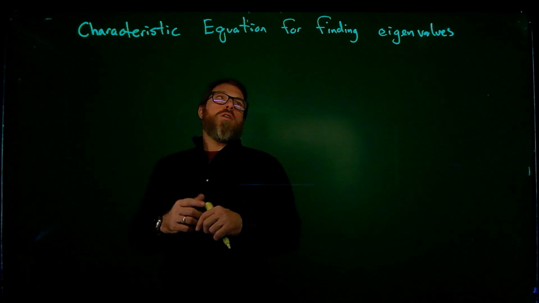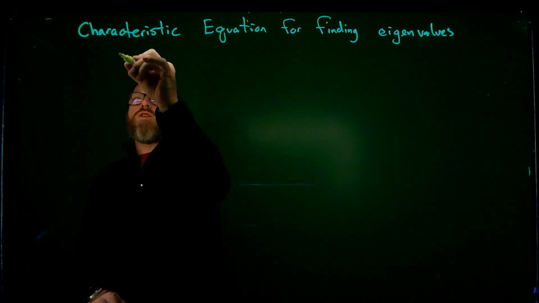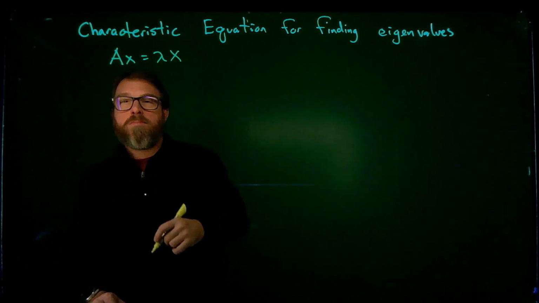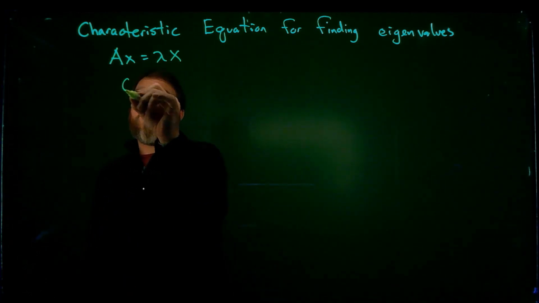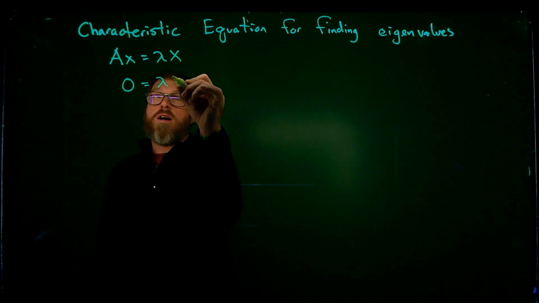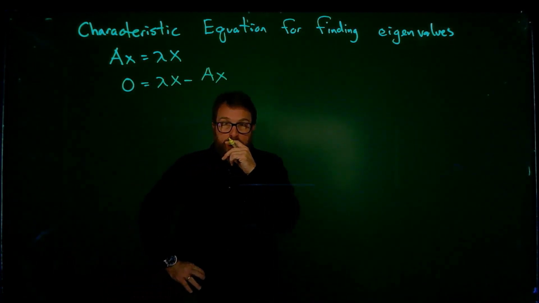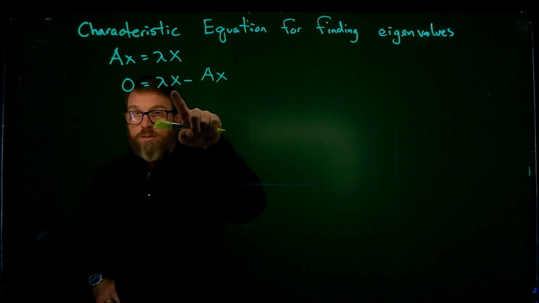So we're finding the characteristic equation for these eigenvalues. Really what I'm trying to do is make sure that A times x is equal to some lambda times x. So set up the characteristic equation. We're going to set this equal to 0. So I'm going to subtract this matrix to the other side. Now, I want to be able to factor out an x, but since x is a matrix, I can't factor it out because I'm going to be left with a scalar here.